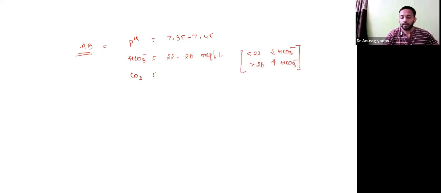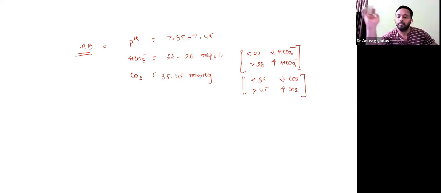Next, third, carbon dioxide. What is the normal level of carbon dioxide? It is 35 to 45 mmHg. If it goes less than 35, then it is decreased carbon dioxide levels. If it goes more than 45, then it is increased carbon dioxide levels. Is this much clear? Yes, sir.